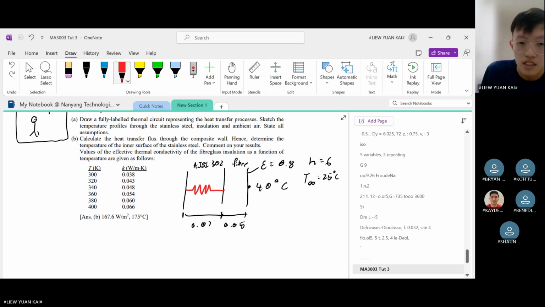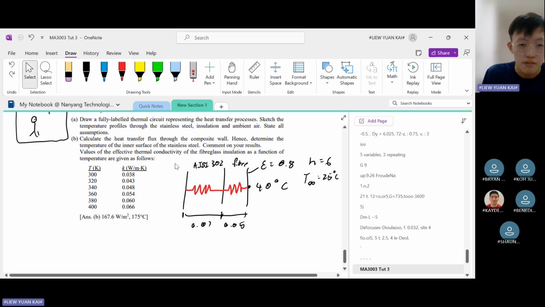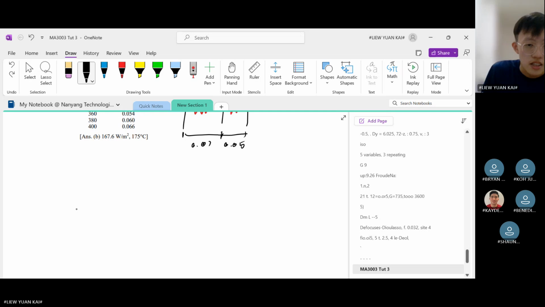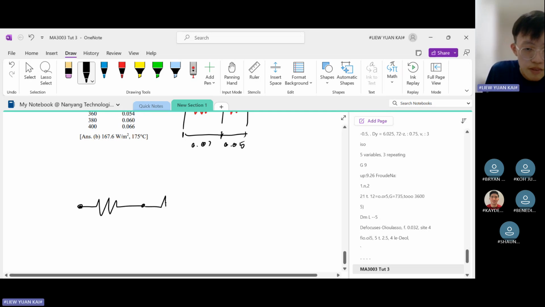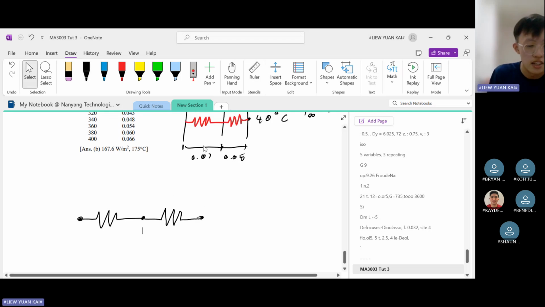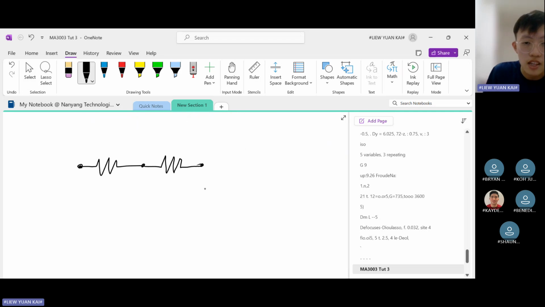Here also is a conductive resistance, but it's a different value because the conductivity and the thickness is different. And then here we have radiation and convection occurring. There's radiation here and there's convection here. So how am I going to picture that? Let me move to this diagram down here. So this is the steel wall. This is the fiber resistance. And how am I going to show the convection and radiation? I'm going to show it like this. Two resistances in parallel.